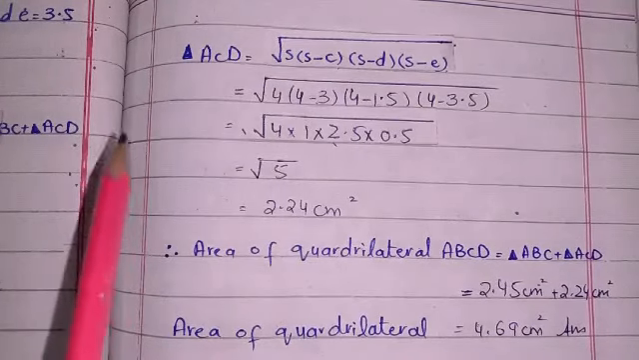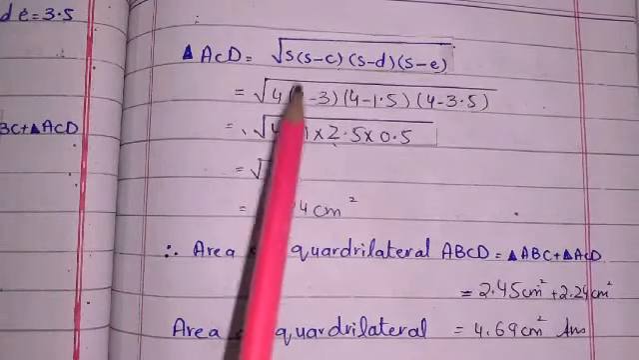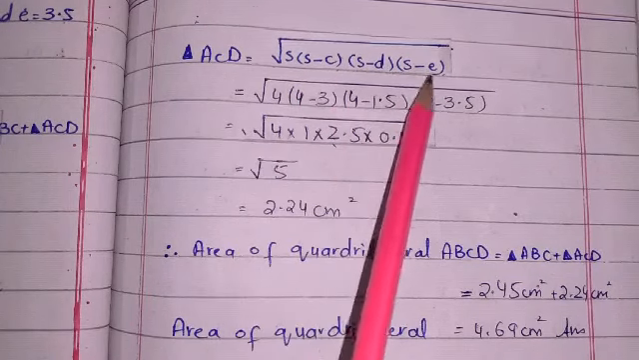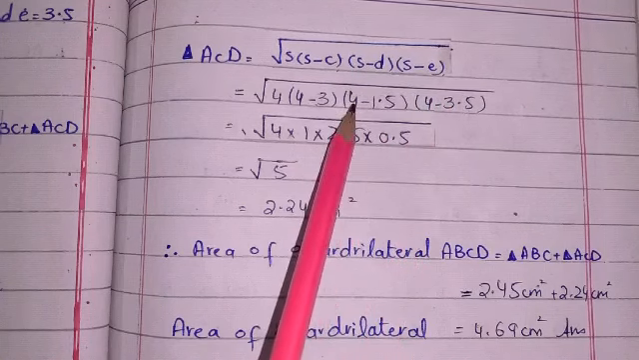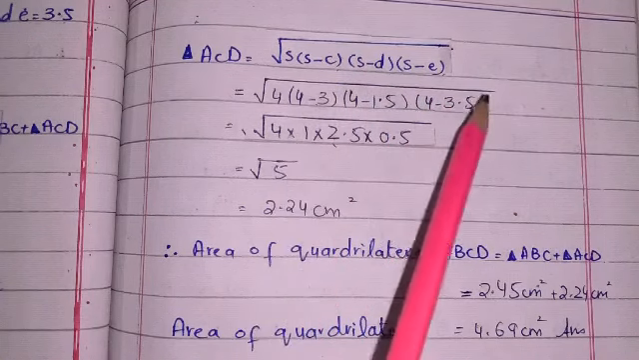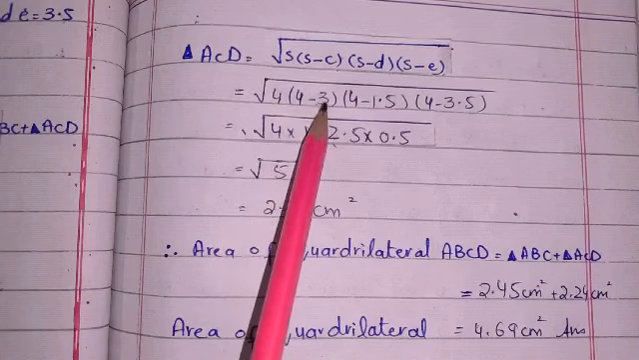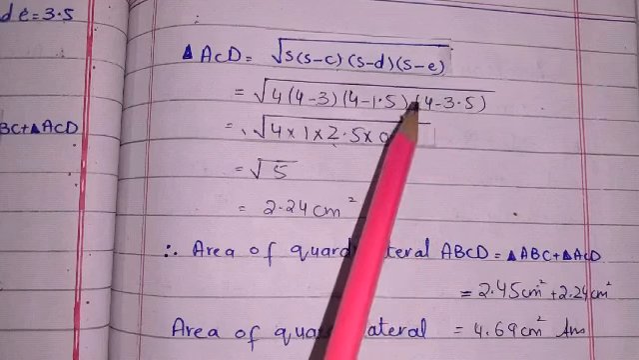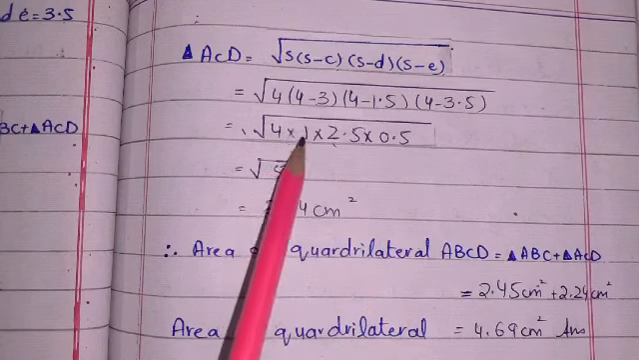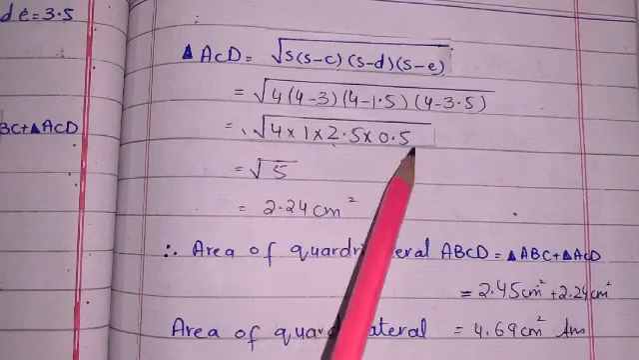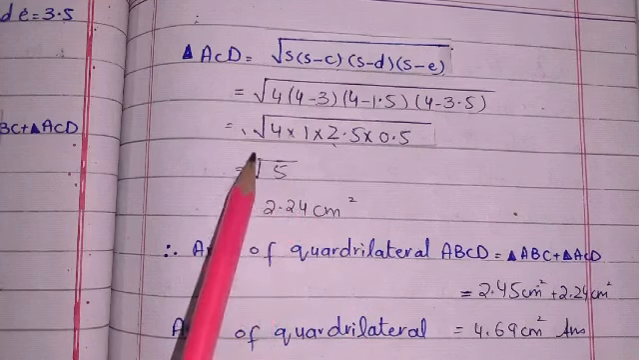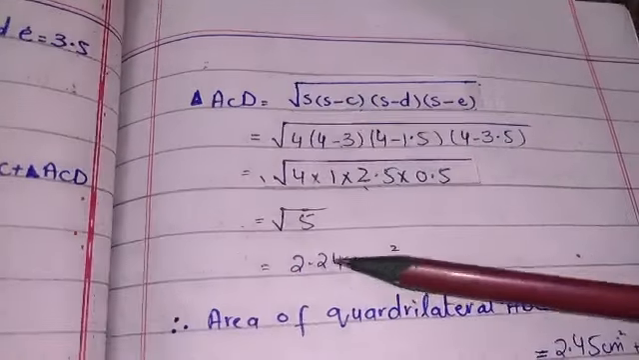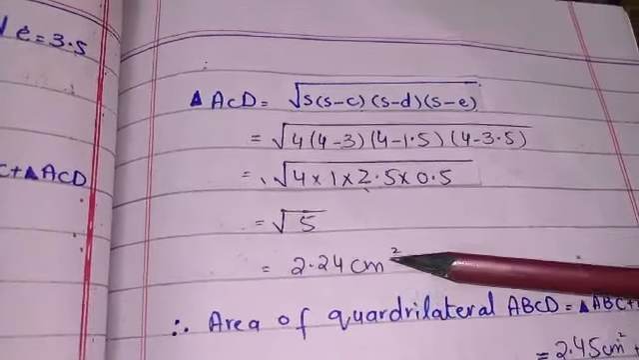Now students, for the area of triangle ACD we will write Hero's formula, square root S into S minus C into S minus D into S minus E. Now by putting the values of S, C, D and E, square root 4 into 4 minus 3 into 4 minus 1.5 into 4 minus 3.5. After the subtraction we have square root 4 into 1 into 2.5 into 0.5. After the multiplication we got square root 5. After taking the square root we got the answer 2.24 centimeter square.